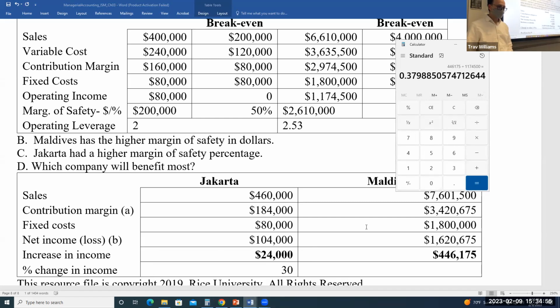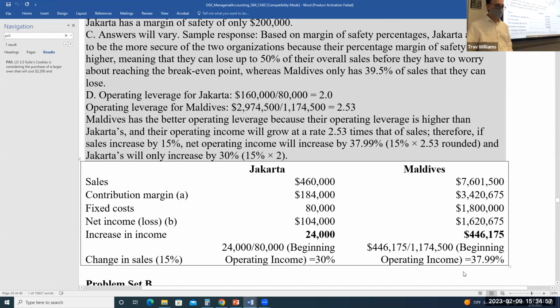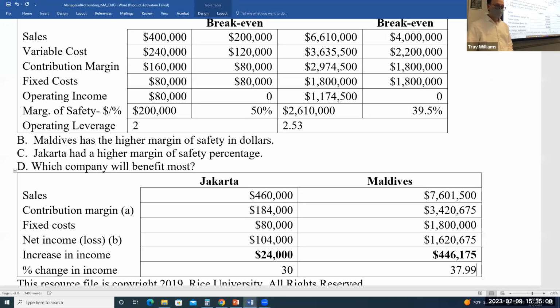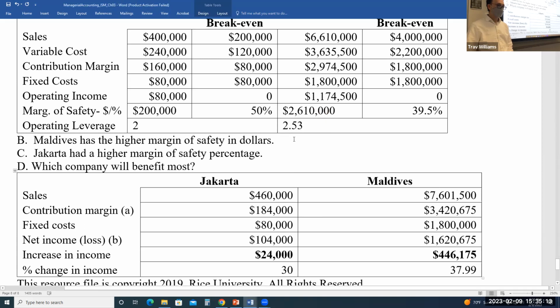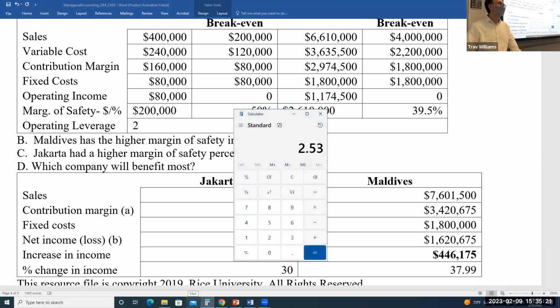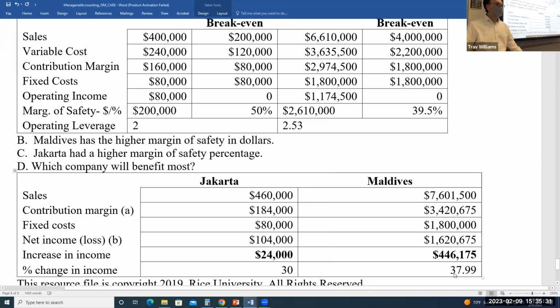37.99%, or let's say 37.99 exactly, okay. Which, we take a, no, I'm sorry. Forget that. We take a, where's my calculator? Okay, we take a 2.53 operating leverage times 15%. We get almost exactly this number. Again, a little bit of a rounding issue. We did it.